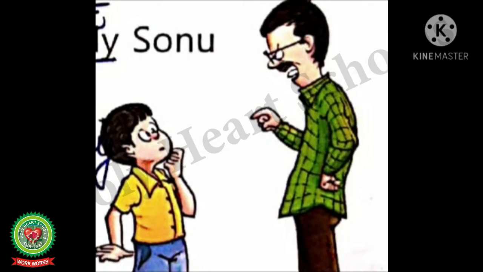Sonu's father got angry on seeing his son playing in the rain. He scolded Sonu and asked why he had been playing in the rain. He would have fallen ill if he kept playing like this.